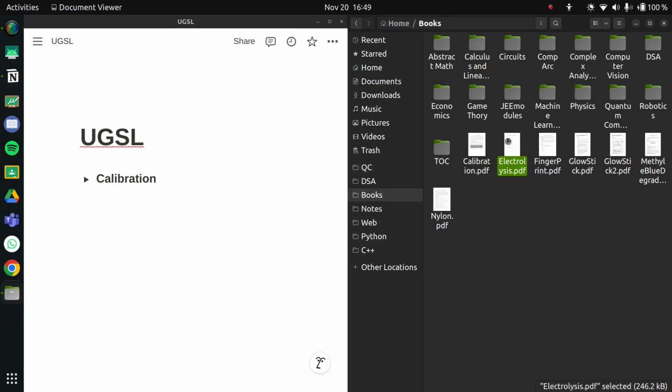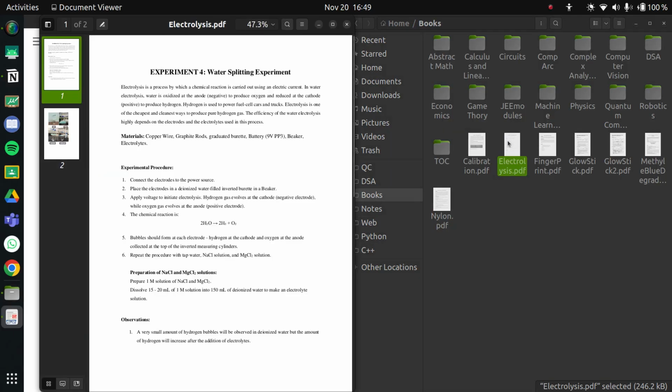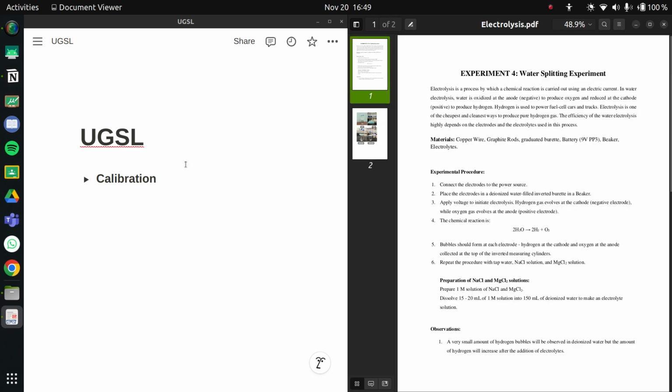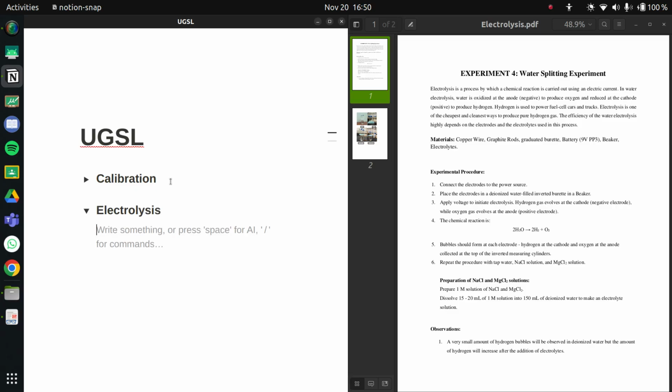Let's go to electrolysis. So this one just has 2. Oh, interesting. This one is actually pretty short, isn't it? This is electrolysis. This is, I think, an experiment which we did later on, right? So it's still fresh in the memory.